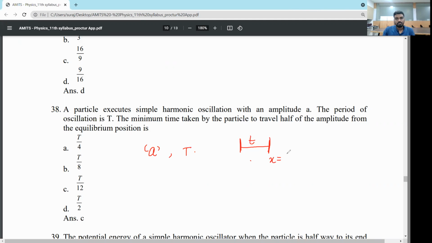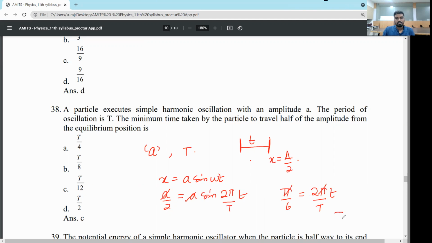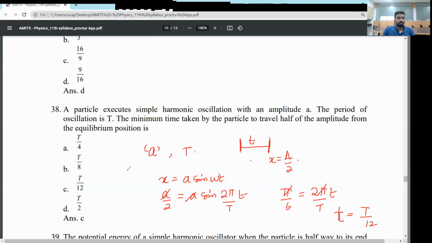So x is given as A by 2. I can write x equal to A sine omega t. x is A by 2, equal to A sine omega t, where omega is 2 pi by time period, right? Into t. A cancels. This is pi by 6, that is 30 degrees, right? Sine 30 is 1 by 2. So pi by 6 equals 2 pi by T into small t. This cancels. Small t equals T by 12. C is correct.